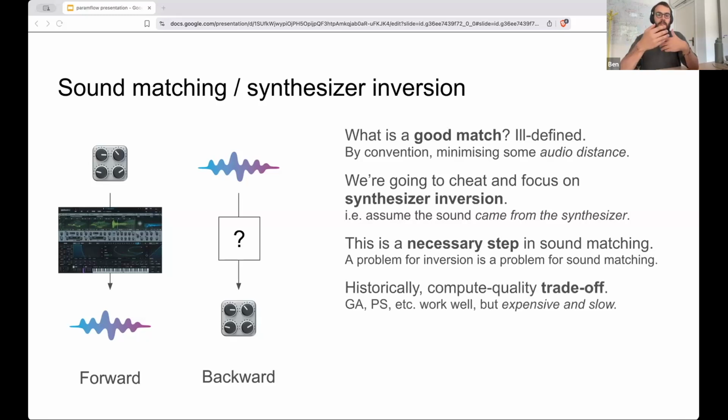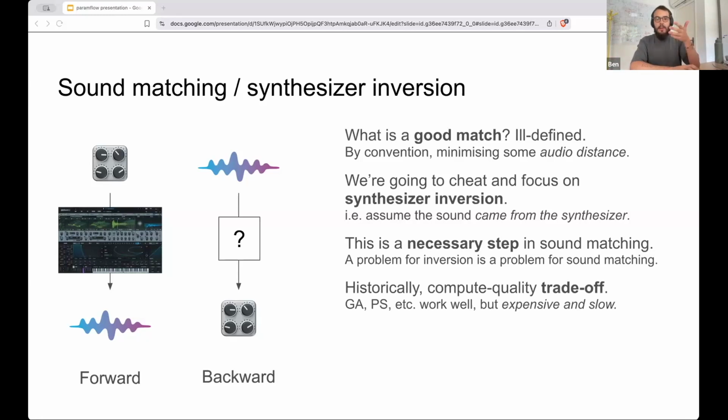Historically with these kinds of methods, there's been something of a compute quality trade-off. There's a lot of really cool work that uses very exploratory optimization algorithms, particle swarms, genetic algorithms, etc. These can get very good results, but we're effectively trading CPU cycles for quality in a way that doesn't gel nicely with music production workflows.